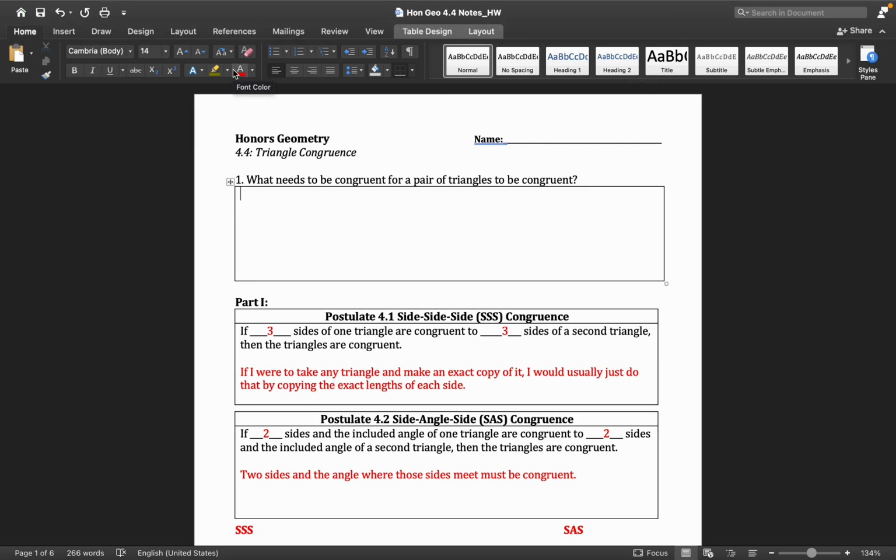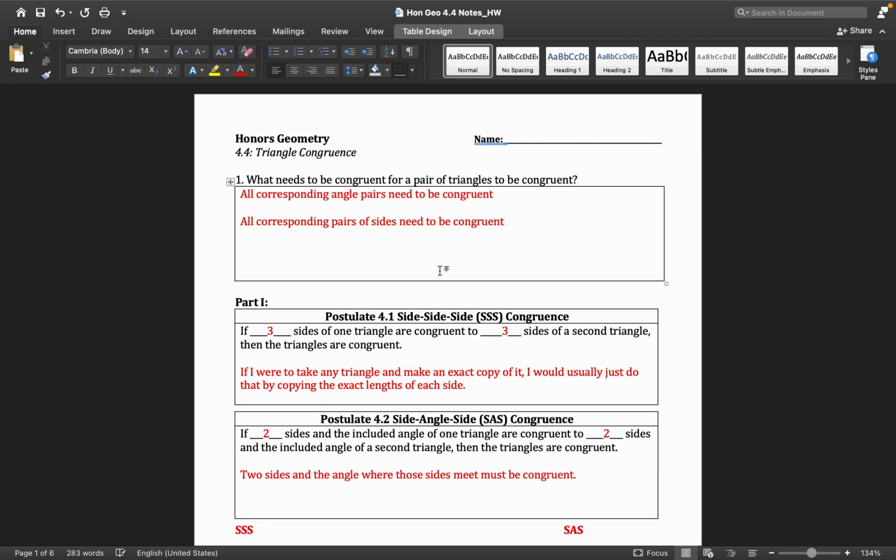Here we're going to talk about some triangle congruence. So here we need to know what needs to be congruent for a pair of triangles to be congruent. I need to have all corresponding angle pairs be congruent, and all corresponding pairs of sides need to be congruent.